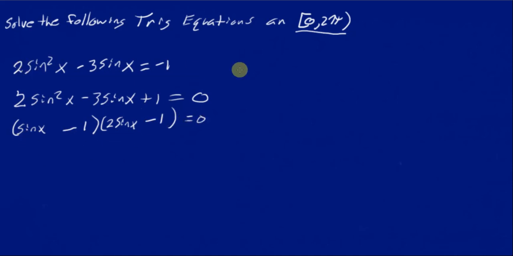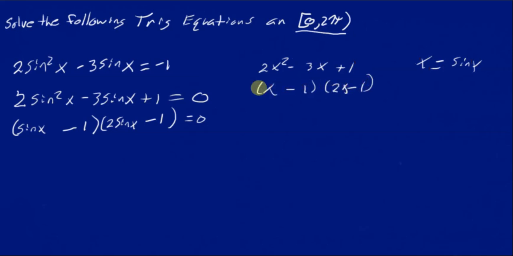Now, if you see this, just help yourself. That is 2x squared minus 3x plus 1. And all I did is let x equal the sine of x. And I know everybody can factor this guy. You're going to go x, 2x, minus 1, minus 1. I forgot my x there. And then you can just replace x with what it is, sine of x, and that will give me sine x minus 1, 2 sine x minus 1.